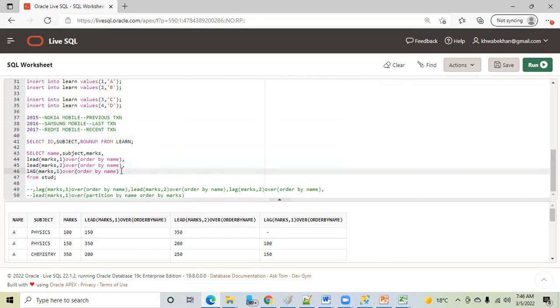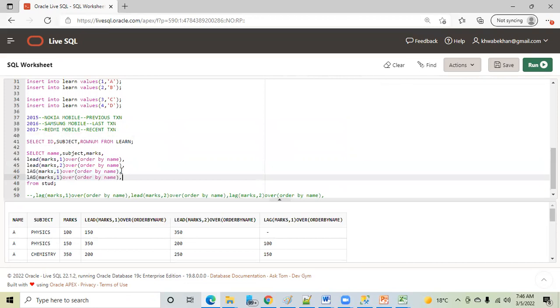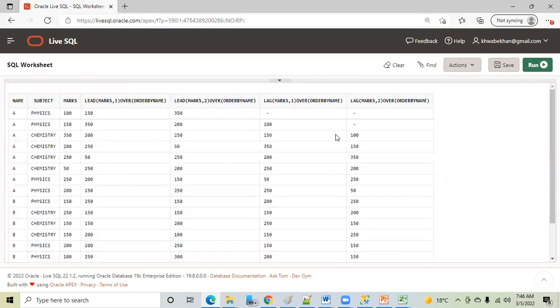Now, like I told you for lead, you can control the steps, two steps, three steps, as many as you want. Similarly, you can do that with lag as well. Suppose I write two here. Now let's see what is happening. See this 100; now it is two steps down. Is that clear? Yes, clear. Similarly, 150 is two steps down. So this is lead and lag.